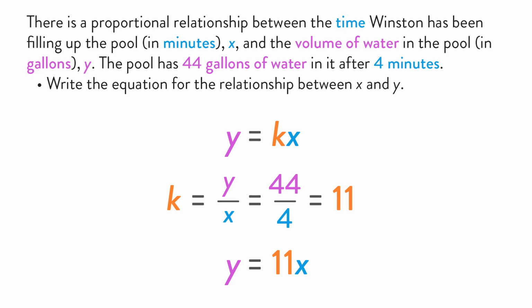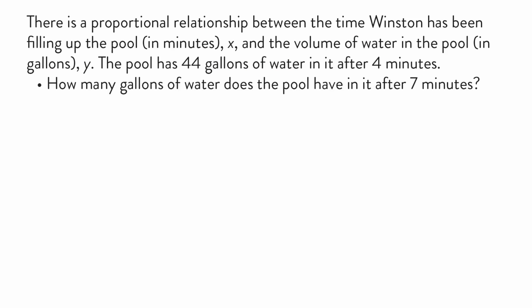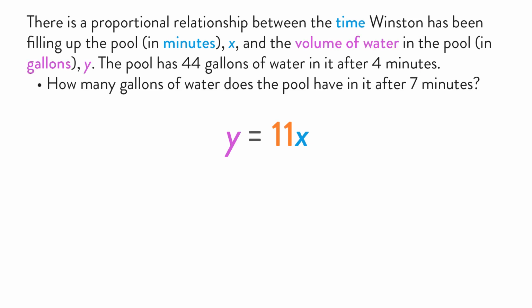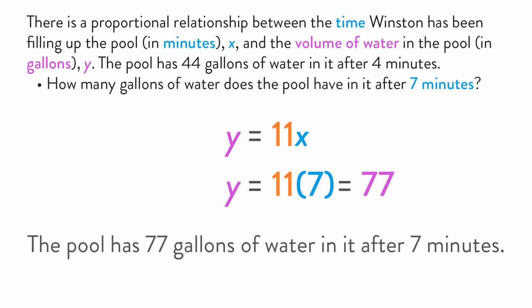On to the next one. How many gallons of water does the pool have in it after 7 minutes? Let's use the equation. X represents the time Winston has been filling up the pool, in minutes, and y represents the total volume of the pool in gallons. So plug in 7 for x and solve for y. Y equals 11 times 7, which equals 77. The pool has 77 gallons of water in it after 7 minutes.